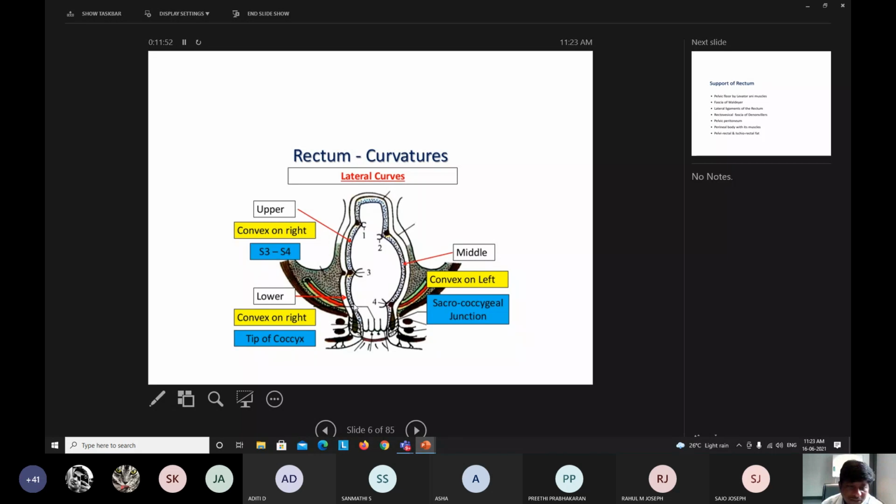There are three curves. The first is present at the level of S3 and S4, the third and fourth sacral level. The second is at the sacrococcygeal junction, where the sacrum and coccyx articulate. The lower one is at the level of the tip of the coccyx. So these three important curvatures are present in the rectum.